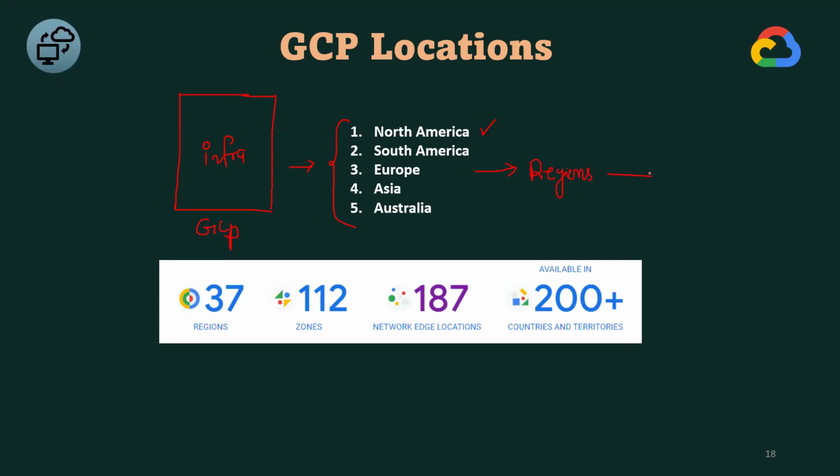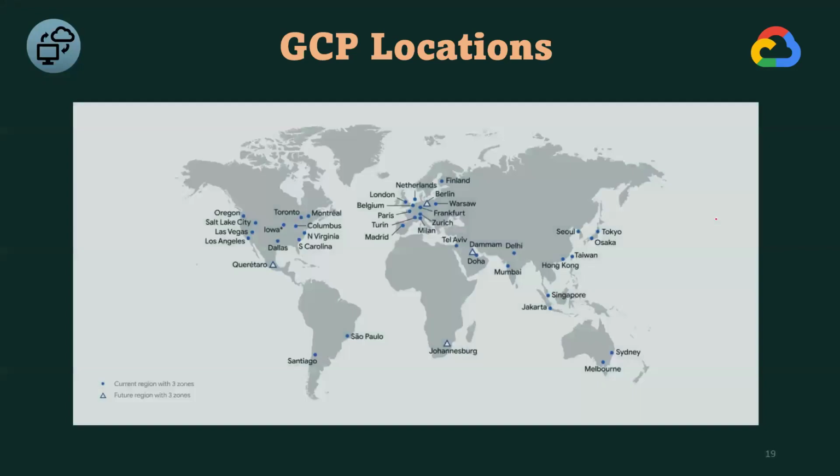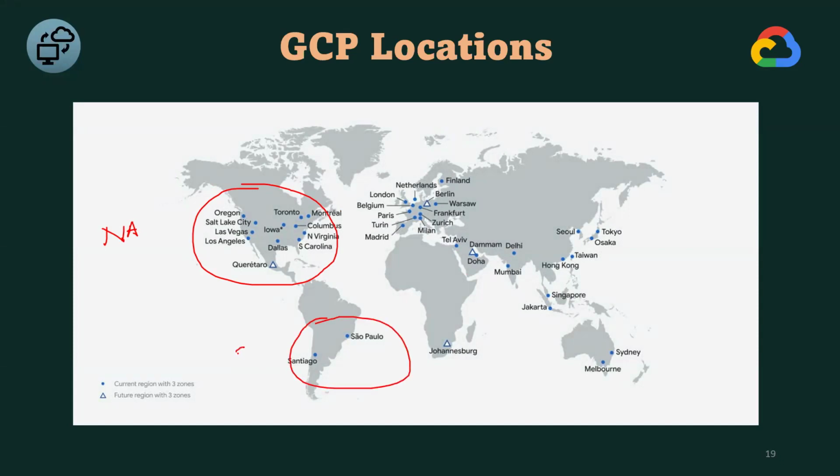These regions are further divided into zones. Let me show you on a world map. If you think that this is your world map, this is what we call North America, and this is South America, this is Europe, and this is Asia, this is Australia.